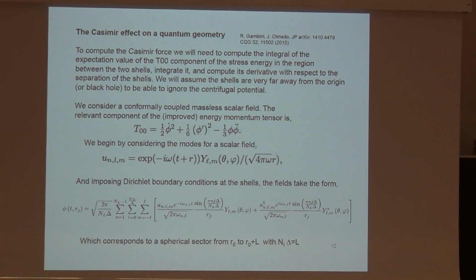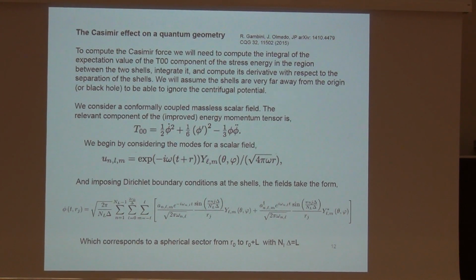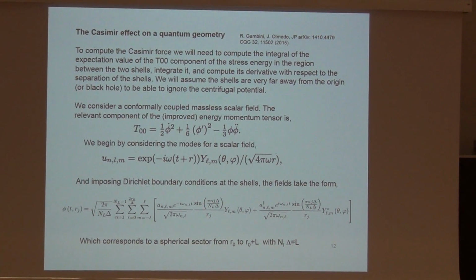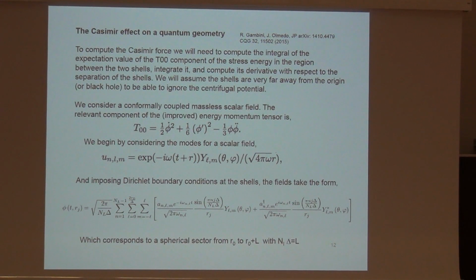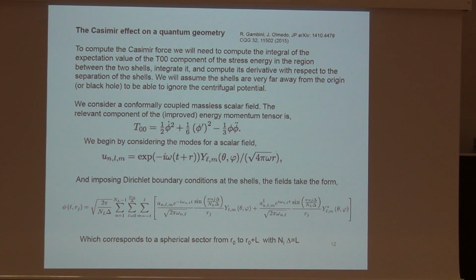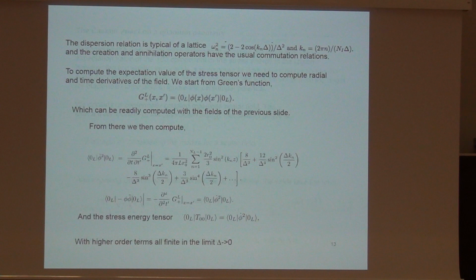Okay, so we need to compute the stress energy tensor. And we need to do it for modes that are spherical, but also that are sort of zero on the two shells. So you have to impose Dirichlet boundary conditions on the shells. And this is a problem in your first course in electromagnetism, how to write spherical waves that vanish on the two shells. And you can just write it down. And with that, you want to compute the modes for your field.